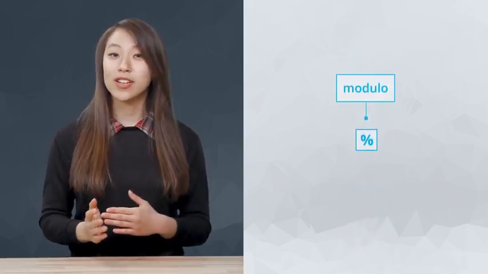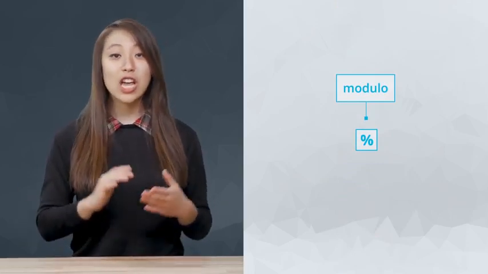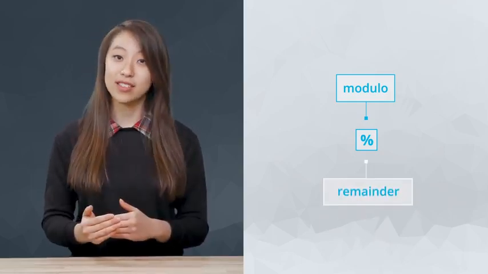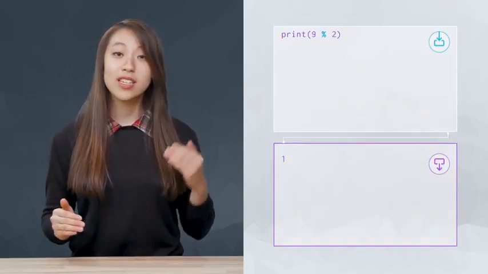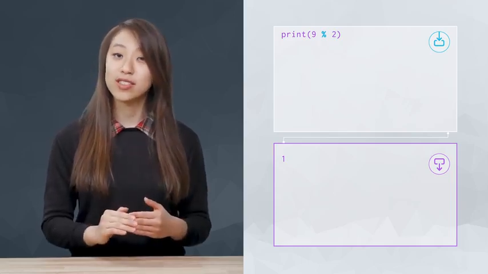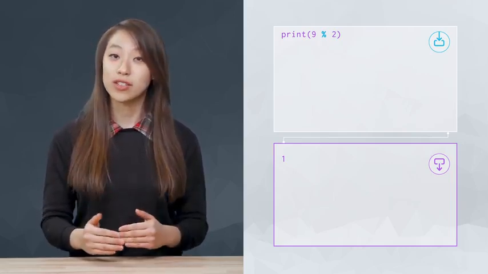Another useful operator is this % sign, which performs the modulo operation. It returns the remainder after you've divided the first number by the second. In this example, 9 divided by 2 is 4 with a remainder of 1. So this line would print 1, since modulo gives us the remainder.